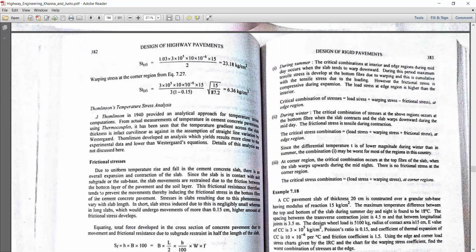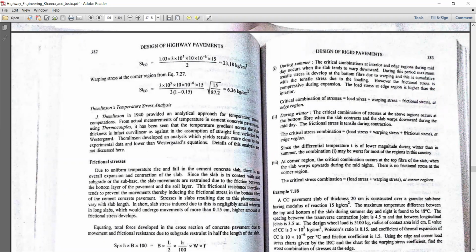There is no frictional stress at the corner region. Usually the load is applied at the interior portion and edge portion. It will not be considered at the corner region. So there is no requirement of frictional stress at the corner region, because more load is applicable on the interior and edge portions. So if frictional stress is considered at the interior and edge portions, then no need of consideration at the corner point. Hence the critical combination can be written as only load stress plus warping stress. It means at the corner region, there is no need of frictional stress. Only consideration is load stress and warping stress at the corner region.